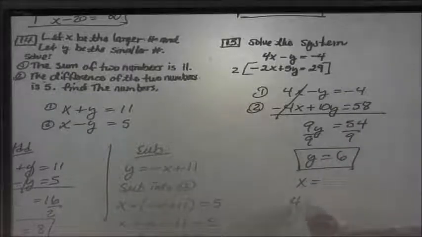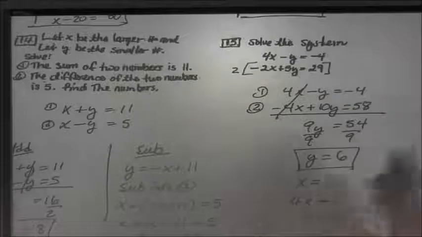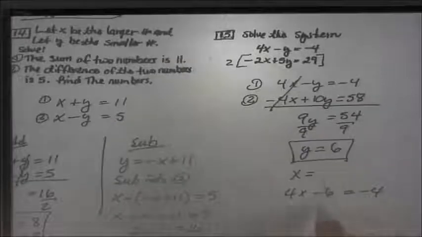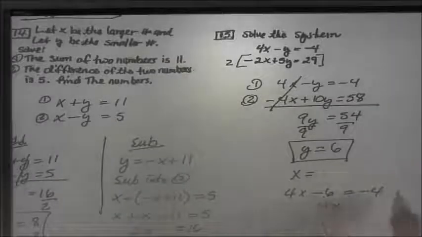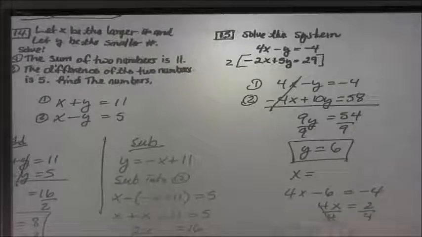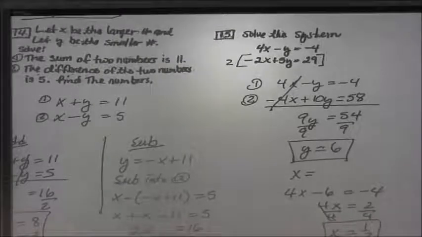Okay, so we have 4x minus, here's my plug-in, the 6 equals -4. All right, so we have 4x, and I'm going to add the 6 over, and 6 minus 4 gives me a positive 2. So x equals 1/2.